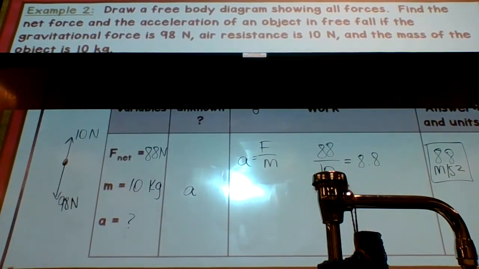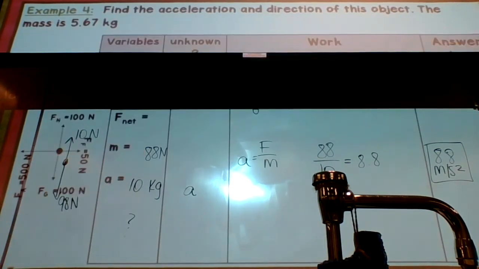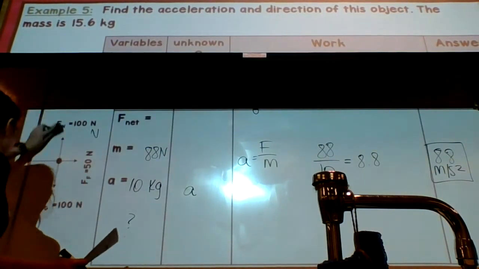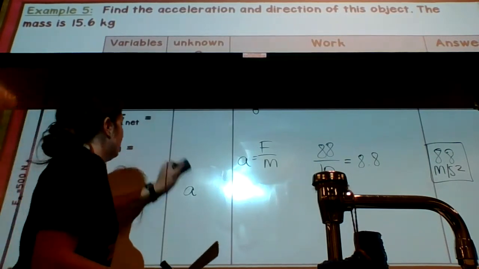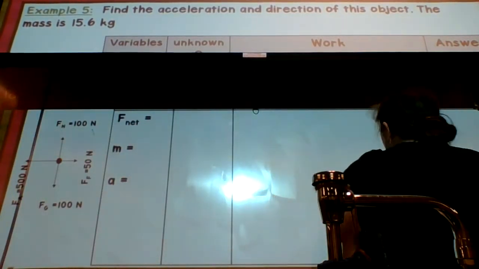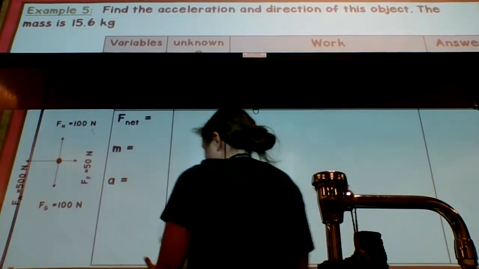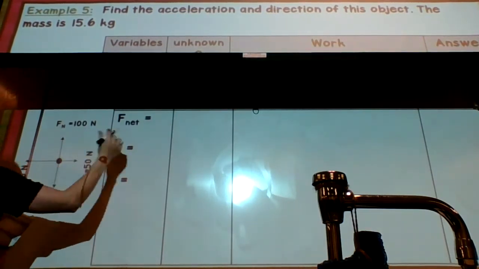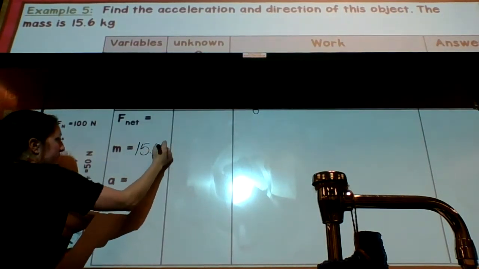Everybody good with that? All right, our next example, go ahead and turn your paper over. It's example 5. We're going to skip ahead and go straight to example 5. And that one gives us a free body diagram. We don't have to draw it. It just says, find the acceleration and direction of this object. The mass is 15.6 kilograms. So that tells us right off the bat that we have 15.6 here.